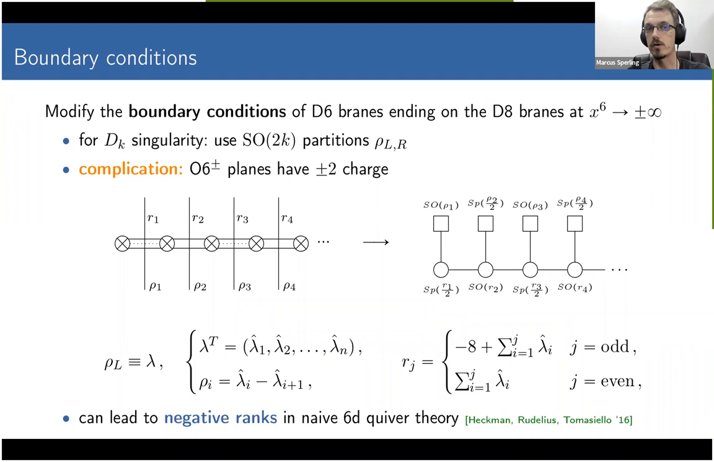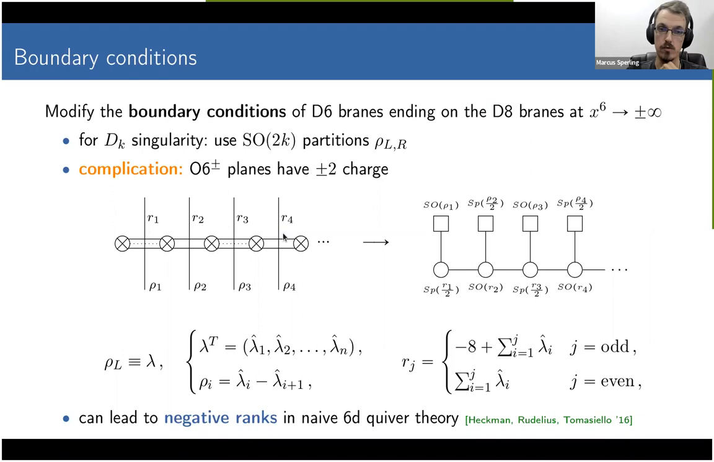And now the more general boundary conditions are given by D-type partitions. Again, I have two choices, left and right. And the complication that now turns out is precisely the charges of the ORN default. Let me illustrate this by focusing just on the left partition.